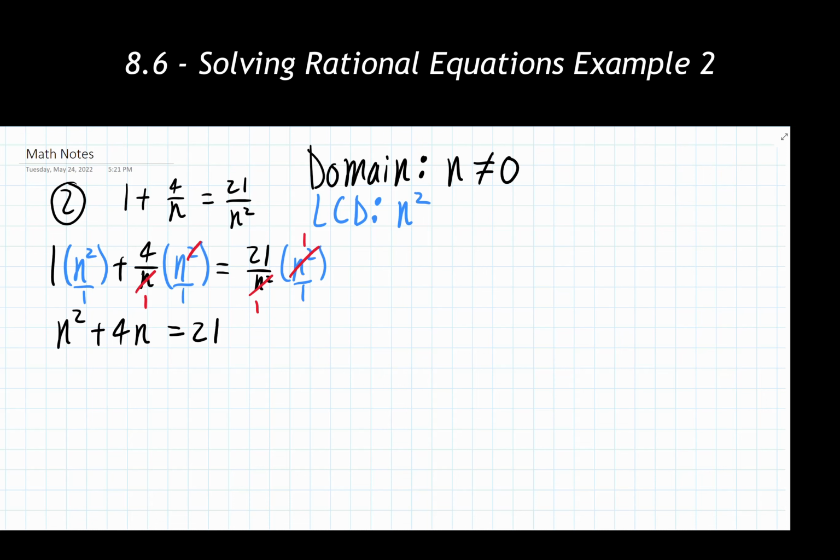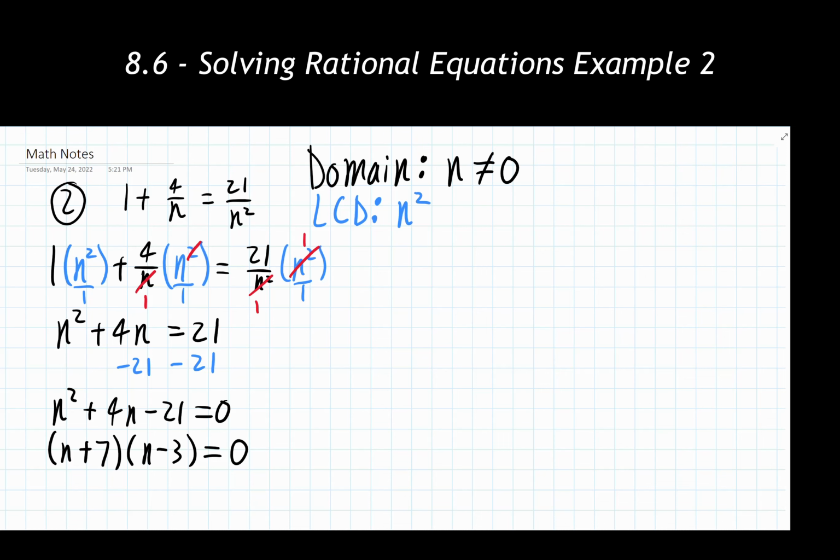So now from here, we're just solving this resulting equation, step 4. And I'm looking at this going, I'm going to need to get everything onto one side of this equation. And I'm going to solve this thing using factoring. So I need two numbers that multiply to be negative 21 and add together to be positive 4. Those numbers are going to be positive 7 and a minus 3.